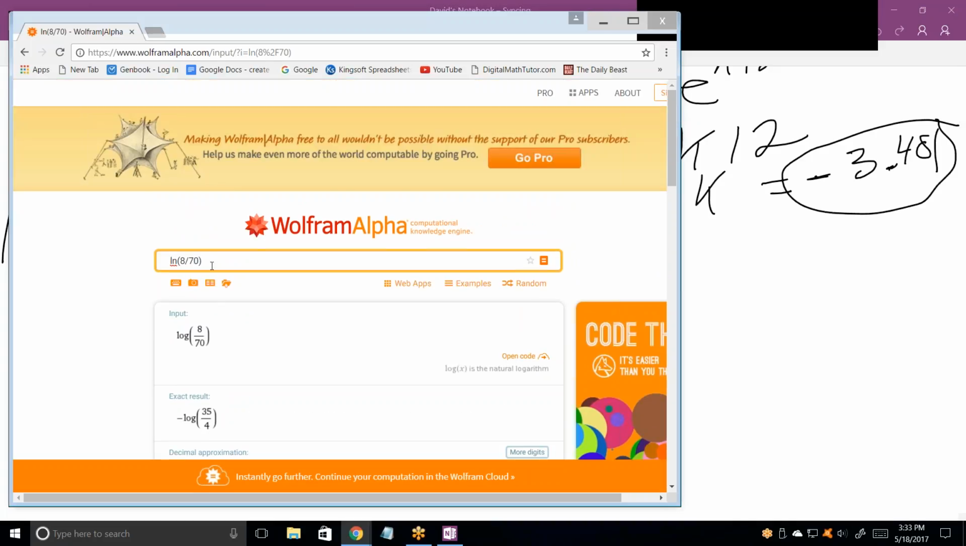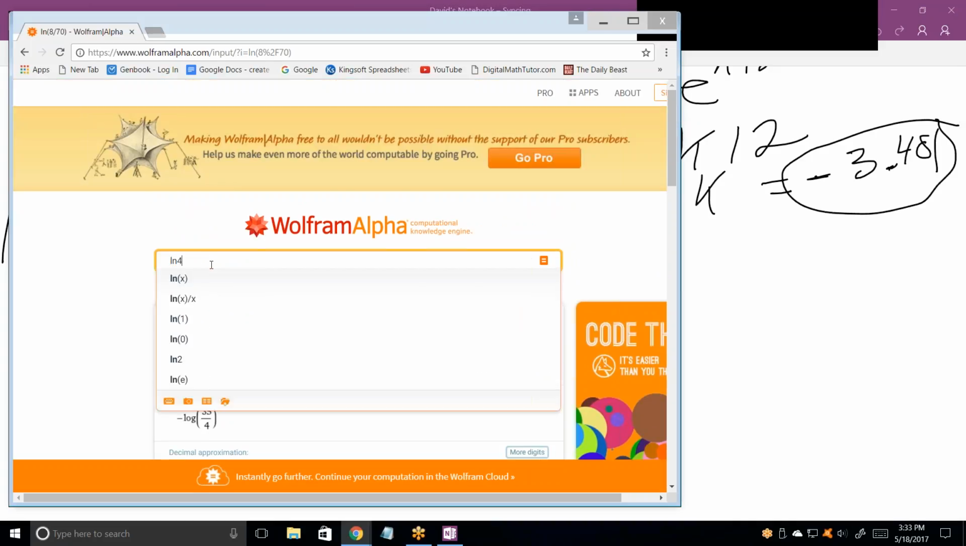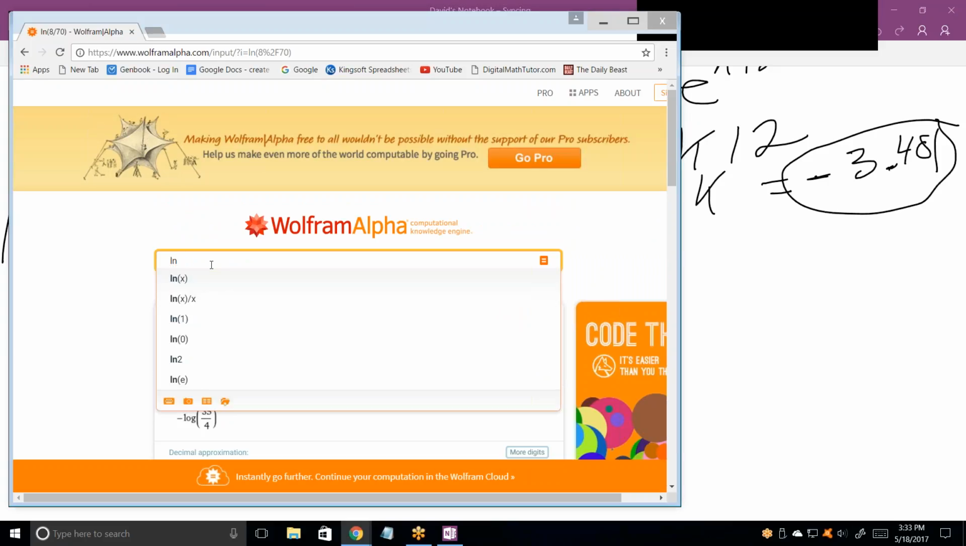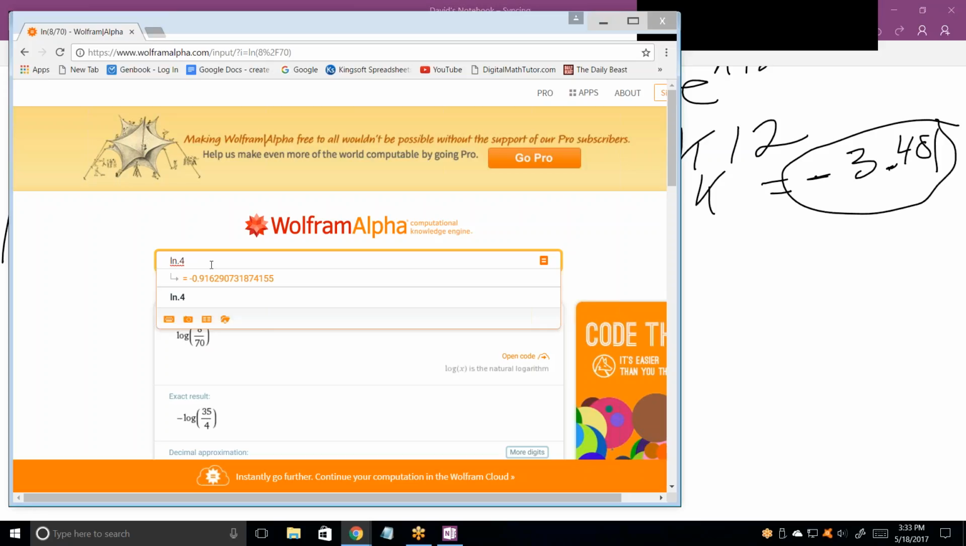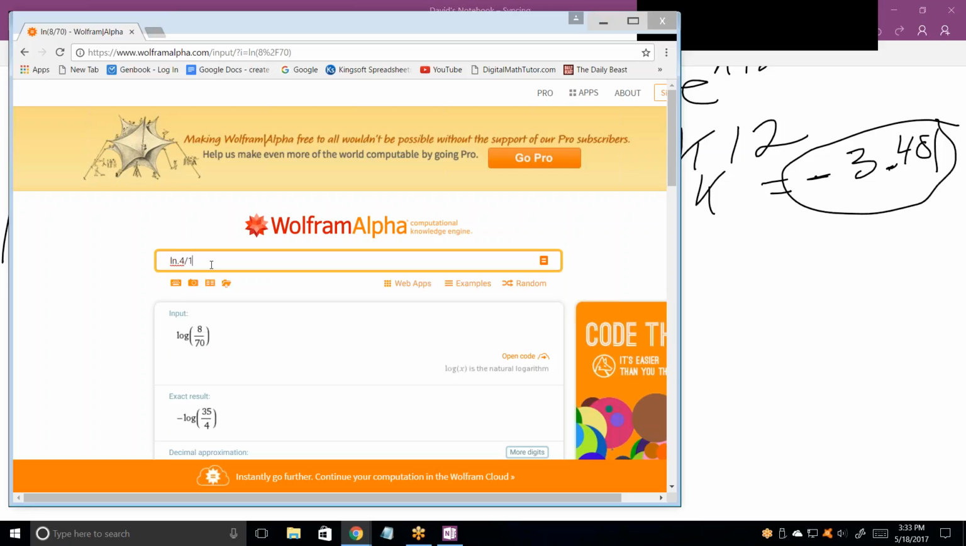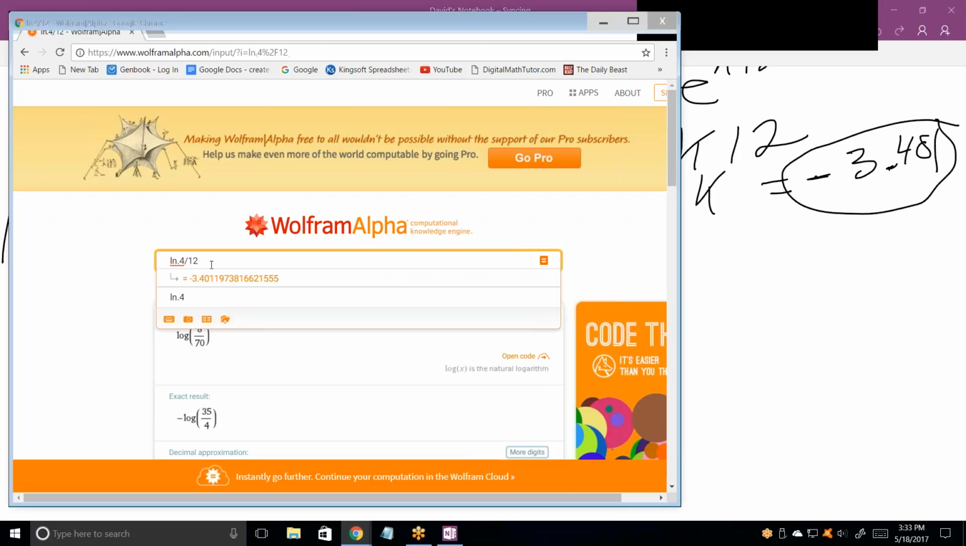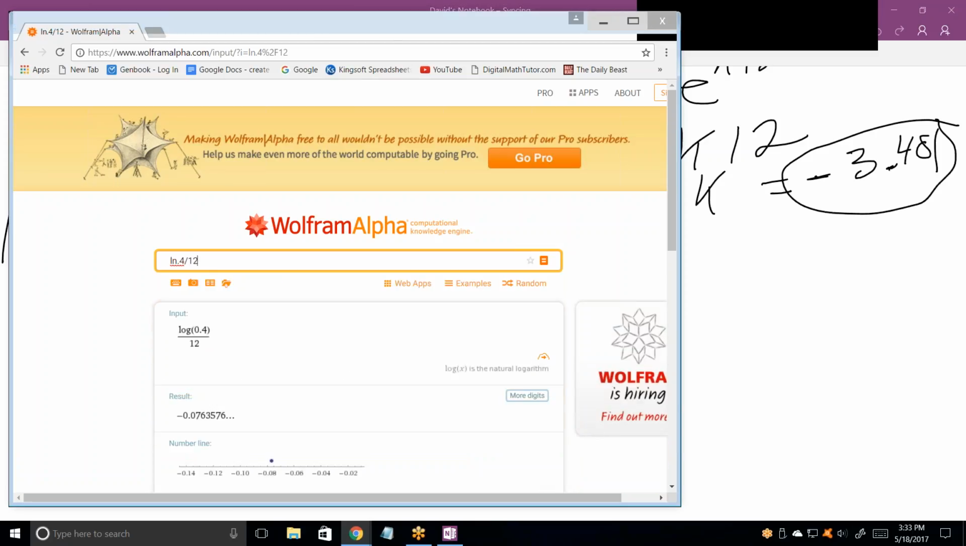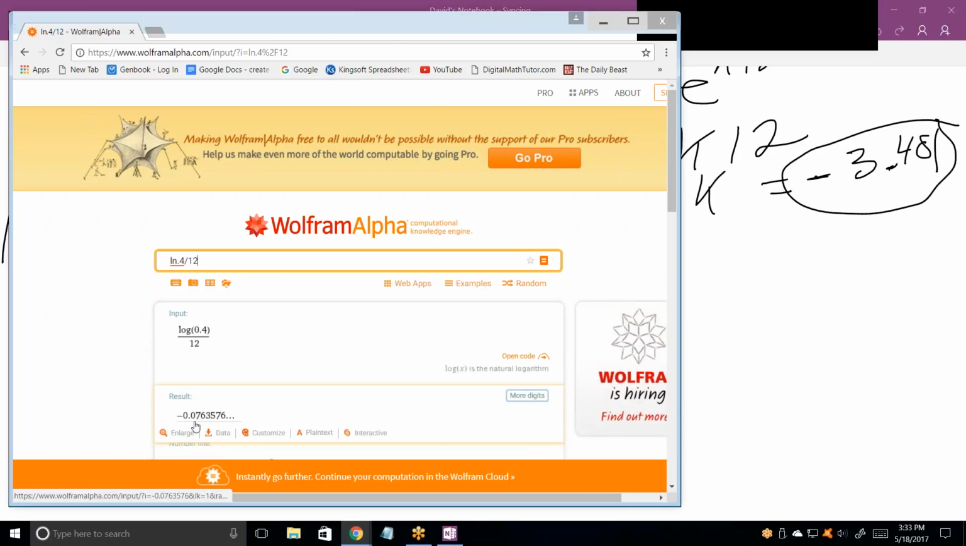Oh yeah, my calculator might be wrong. Natural log of 4 divided by 12. No, 0.4, right? Yeah. Natural log of 0.4 divided by 12. Do you need the parentheses? No, I shouldn't here. Yeah, that result is minus 0.076. Hold on, what did I do wrong?